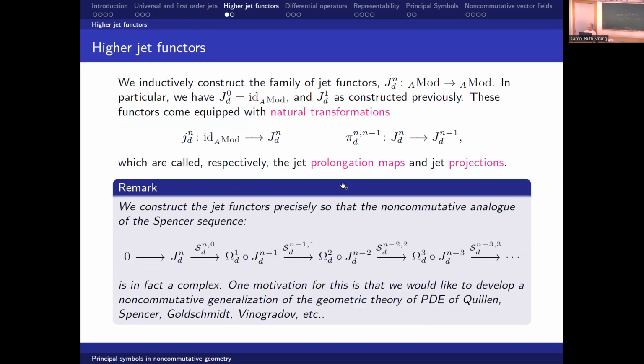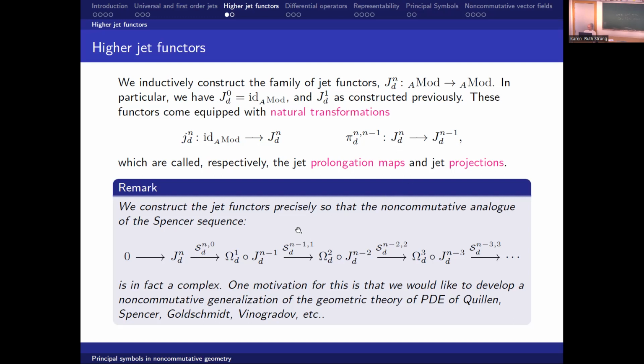Okay. Now, I won't go into detail for constructing the higher jets because we would be here until tomorrow. So I will just say some of the motivation for why we construct them the way we do and what they come equipped with. They will all be endofunctors on the category of left A modules, and we build them inductively. So the zero jet functor will just be the identity, the one jet we just saw, and we will construct higher ones, which all come equipped with natural transformations. This is the prolongation, a natural transformation from the identity to the n jet, and the projection, a natural transformation from the n jet to the n-1 jet.